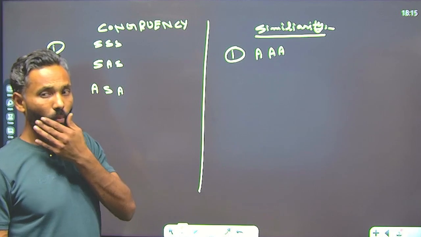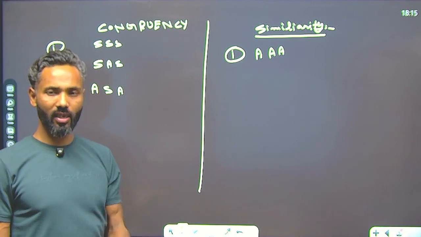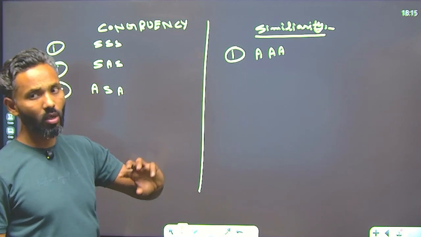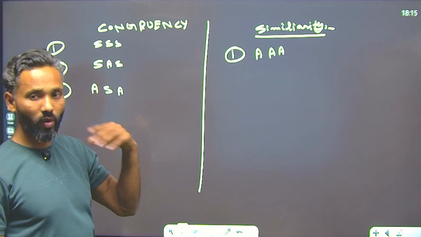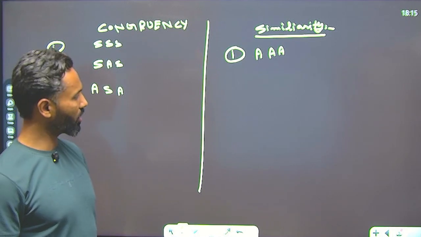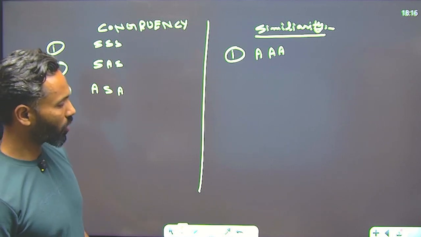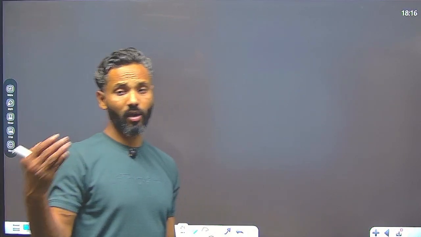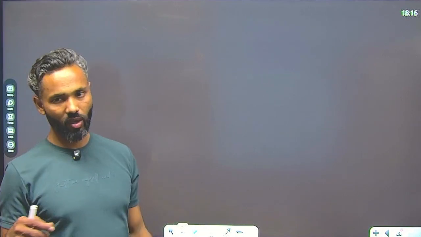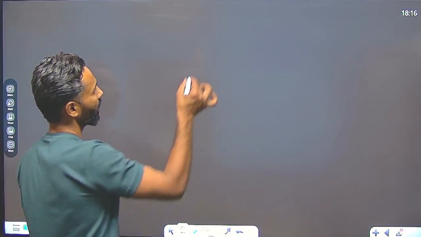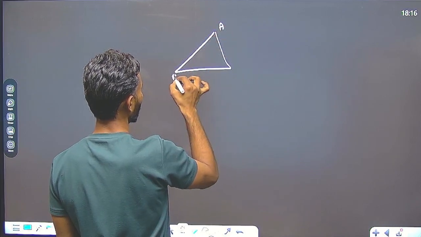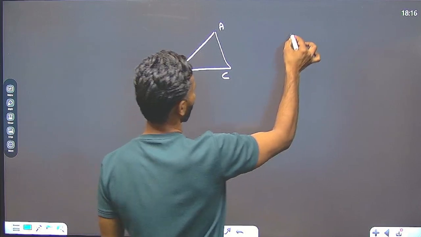Understand that? Most of the questions which have been asked in SSC or CDS examinations are based on similarity, because similarity completely covers congruency. Okay, getting me? So now I'm going to make you understand the results which are derived from the similarity conditions. Suppose here are two triangles, and the name of the first triangle is ABC. This is triangle ABC, and this is triangle PQR.